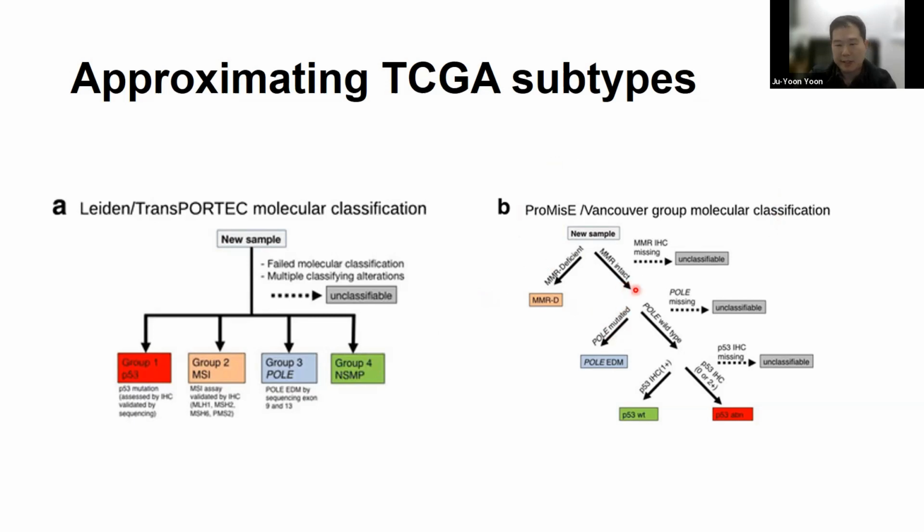The PROMISE algorithm actually flipped the nodes in the decision tree. So rather than having all the cases be sequenced for the POLE EDM exonuclease domain mutation, they flipped the nodes so the MMR data come first. It's a lot cheaper to do this rather than to sequence POLE. So that's part of the rationale. But certainly this classification has undergone retrospective and prospective validation, and certainly the prognostic strength holds, but it is different than the true initial TCGA classification.